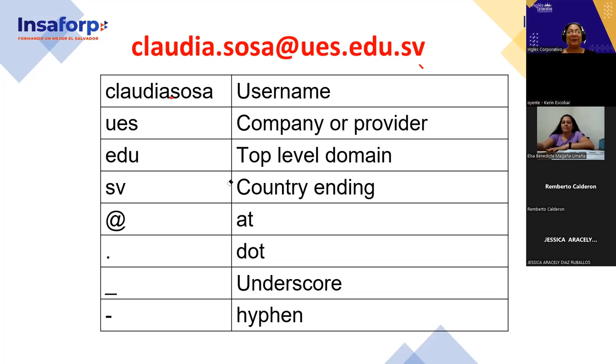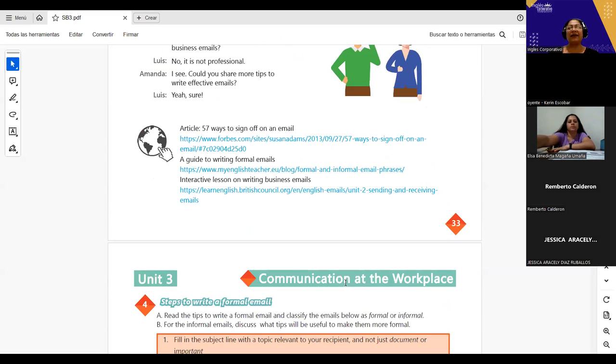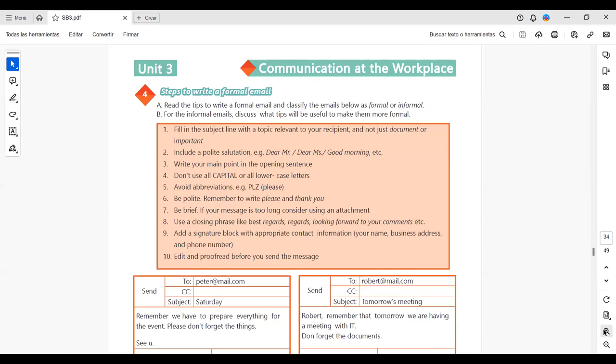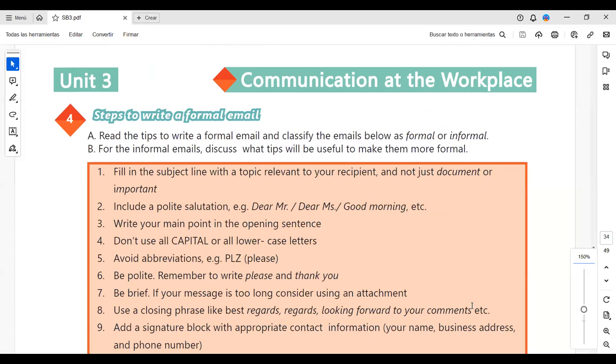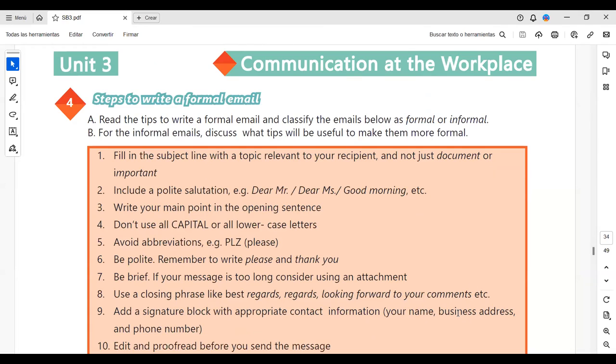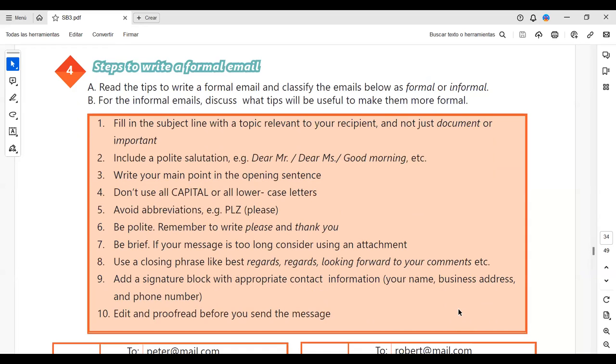Okay, guys. Okay, so we are going to continue and we have here more information that is related to our book. We are getting information about those tips, remember? We have tips that are useful to make your emails more formal. As we were saying, we shouldn't write down, for example, in the subject, important, right? Or just a document.